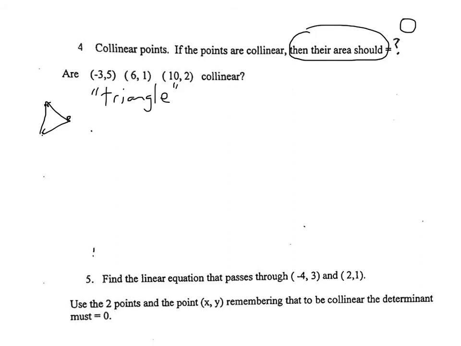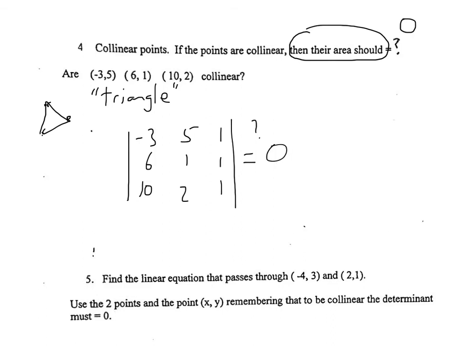And if the area of that triangle is 0, then you know that they are collinear. So I'm going to try to find the area. I'm going to list those 3 ordered pairs, -3, 5, 6, 1, 10, 2, and then 1, 1, 1. And if this turns out to be 0, then I don't even need to worry about the 1/2. The 1/2 is kind of irrelevant. If this is 0, then I know it's going to be 0. So I want to see, does this equal 0?